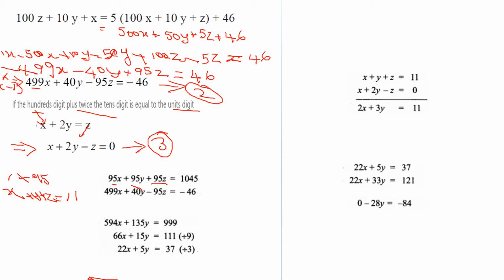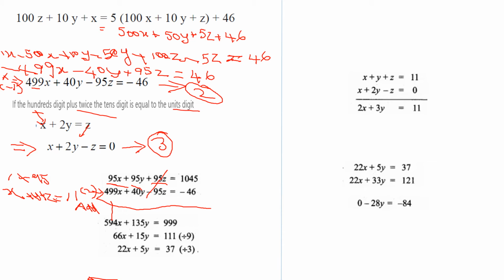And next, we write our second equation. So, add these two equations. 95 plus 499 is 594x, 95 plus 40 is 135y, 95z minus 95z cancels to 0. 1045 minus 46 is 999.